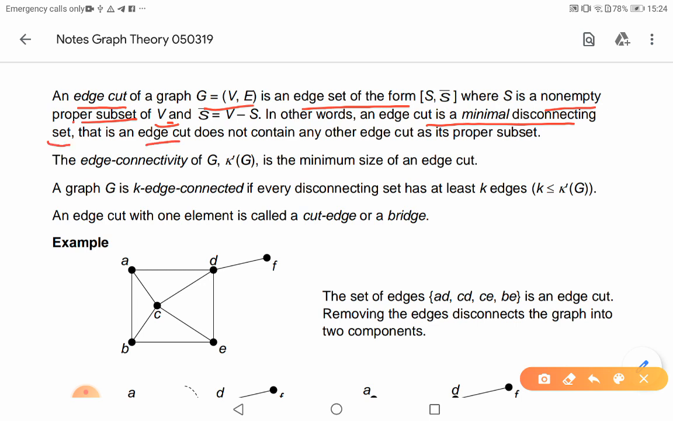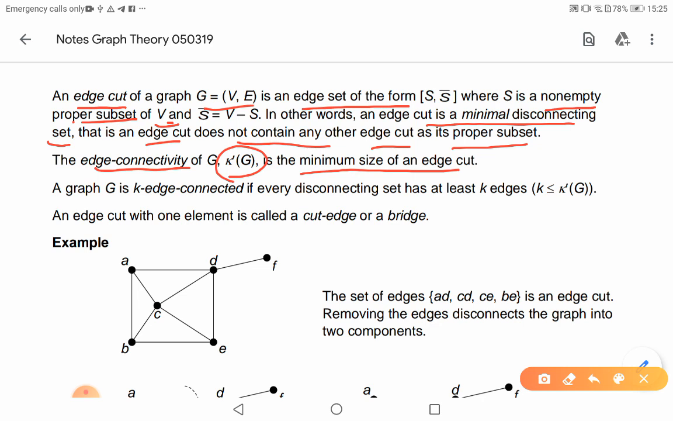An edge cut does not contain any other edge cut as a proper subset. It means that if the edge cut is a proper subset, it does not contain other edges that would cut the graph into more than one component. And edge connectivity of G, which we write as kappa prime G, is the minimum size of an edge cut.